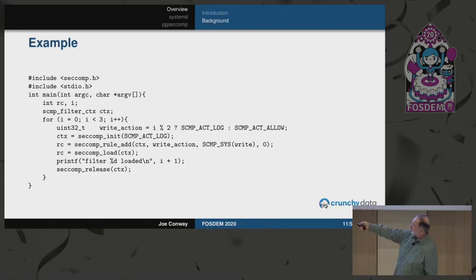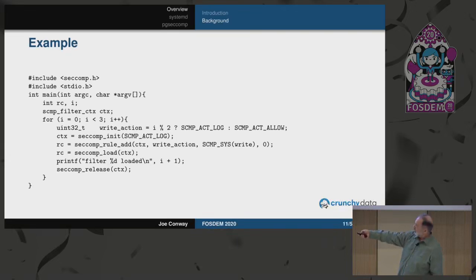So what I'm doing is initing seccomp with a default action of log, and then adding a rule that says the write syscall should be whatever my action is. So the first time through it'll be allow, the second time it will be log, and the third time it will be allow. And then I'm going to load the filter. Now I'm going to try and use printf.